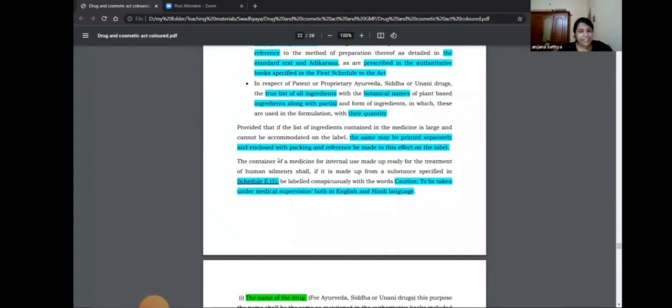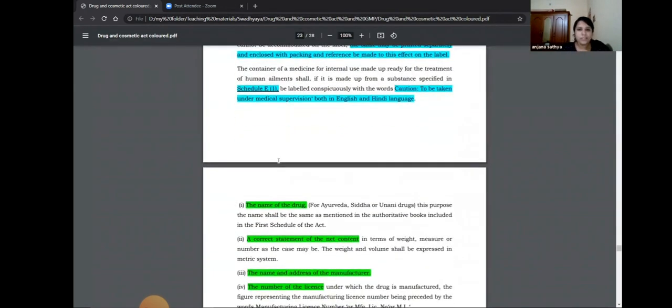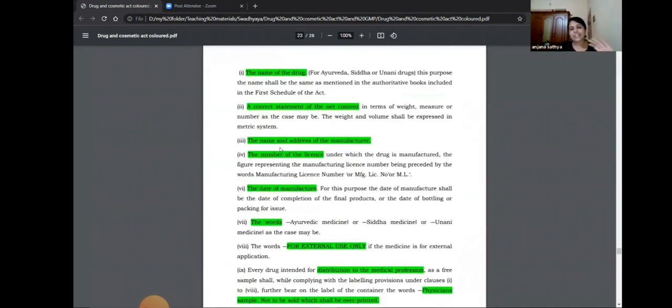And if the drug contains any drugs which are explained in Schedule E1, then there have to be words mentioning caution: it has to be used under prescription or under medical supervision. Okay, so the basic things that have to be there is the name of the drug. Below that you have to mention the adhikara and the name of the text also. And for the contents section, you have to mention a true list of the contents with the botanical name and part of the plant also.